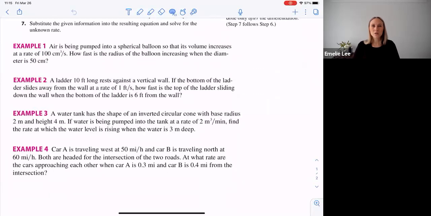I've tried to collect all the different kinds of questions. So it's either going to be some air is being pumped into a balloon, or you have a water tank that's either being filled with water, or it could be leaking water at some rate, right? So kind of the same type of question. You might have a ladder leaning against the wall. You might have two objects moving towards each other. So these are all the examples that we'll go through.